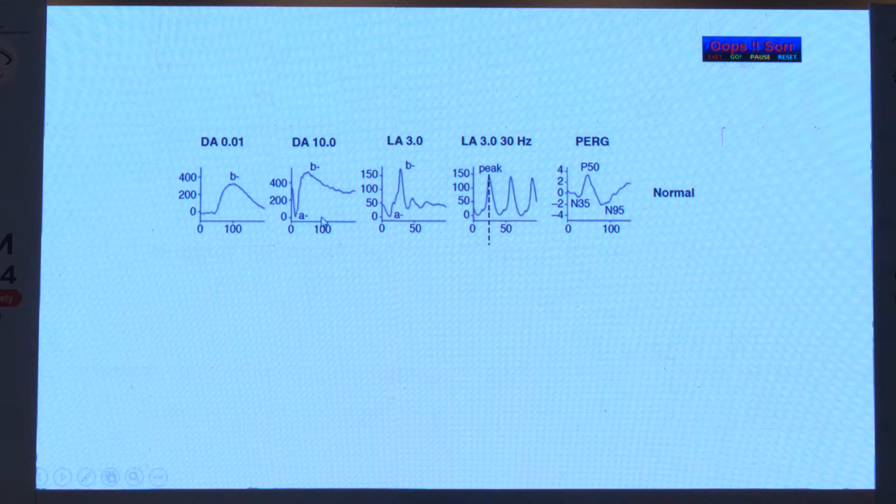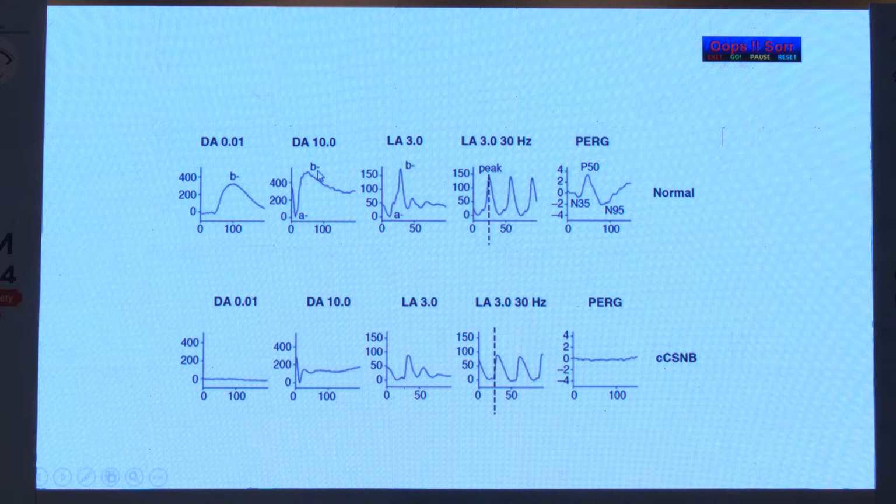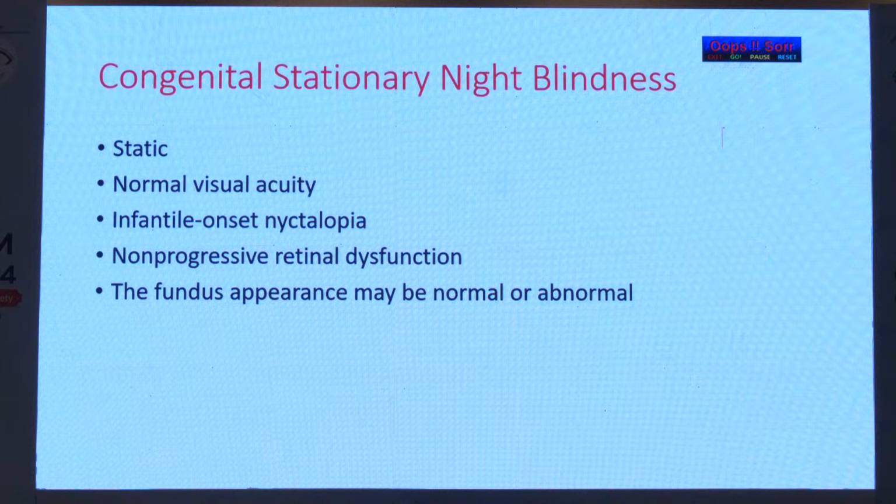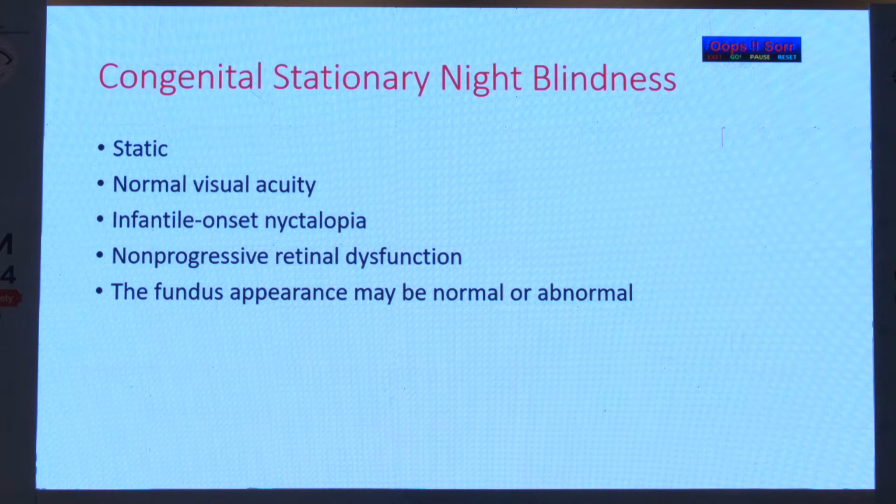Here I will concentrate on the rod waves, where an A wave is followed by a good B wave. But if you now see this patient, here you get an A wave, but the B wave did not reach the baseline. So this is a case of electronegative B wave, which is classically seen in congenital stationary night blindness, or CSNB, which is characterized by static disease, non-progressive, normal vision, night blindness, and the fundus will be either normal or abnormal, where the Mizuo phenomenon is a classical example.